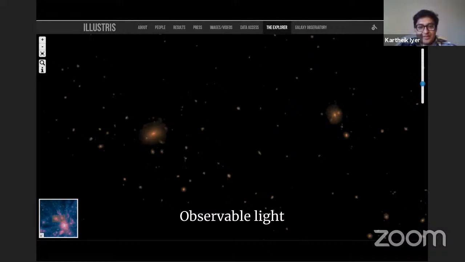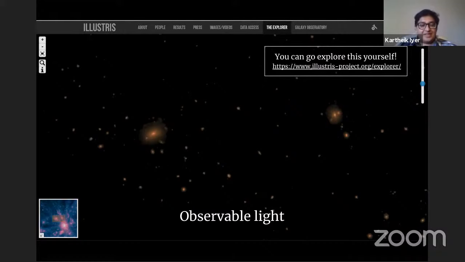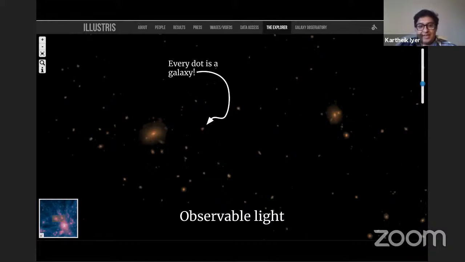In this sort of simulation, this one's something called Illustris, and you can go explore this yourself at this website. In this simulation, the snapshot that I'm showing you, each point is a galaxy. It evolves this very large box, in which you can see how the box evolves over time and how the galaxies that are in this box evolve over time.